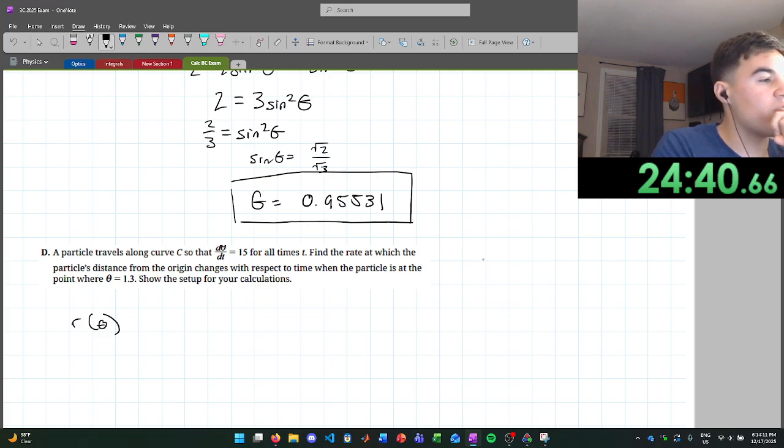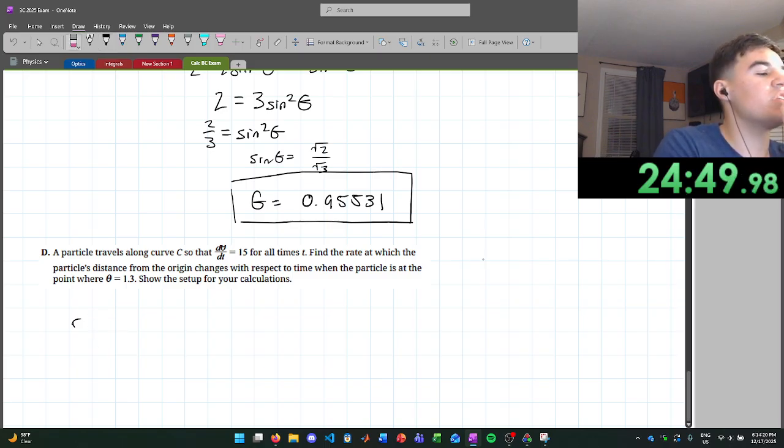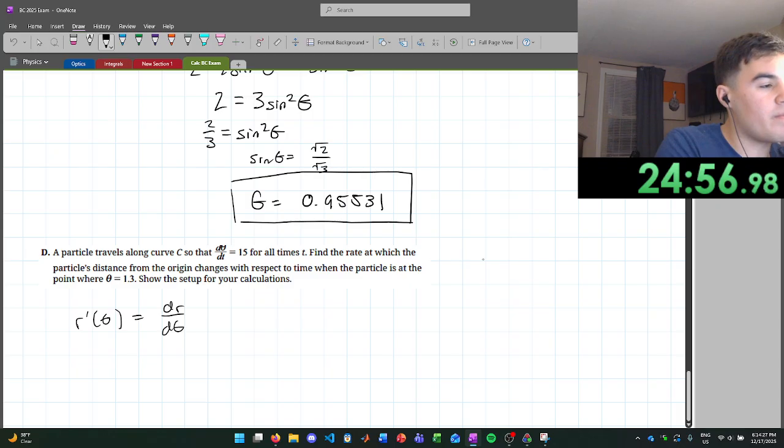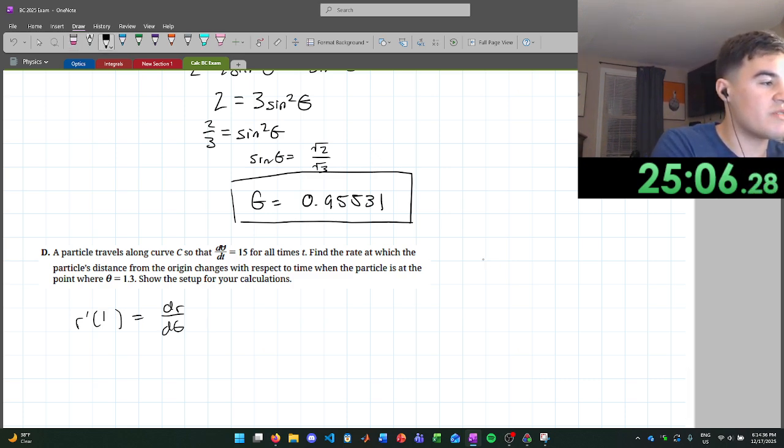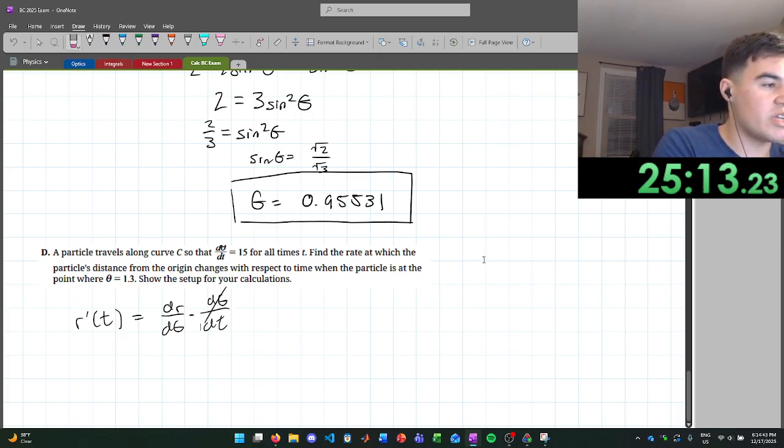Find the rate at which the particle's distance from the origin changes with respect to time when the particle is at the point. Okay, so this is a chain rule problem. r prime of theta is equal to dr d theta. Let's say theta is a function of time. To get r as a function of time, we need to multiply by the derivative of theta with respect to time. The d theta will cancel out, and we end up with dr dt.